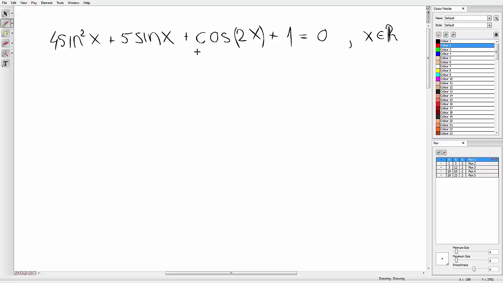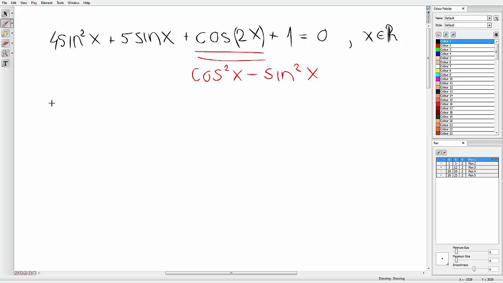So first, let's deal with this guy right here. You notice all those have x, and this guy has two x's. So let's break it off, and we know that it is equal to cosine squared x minus sine squared x. Okay, and let's just write everything down.